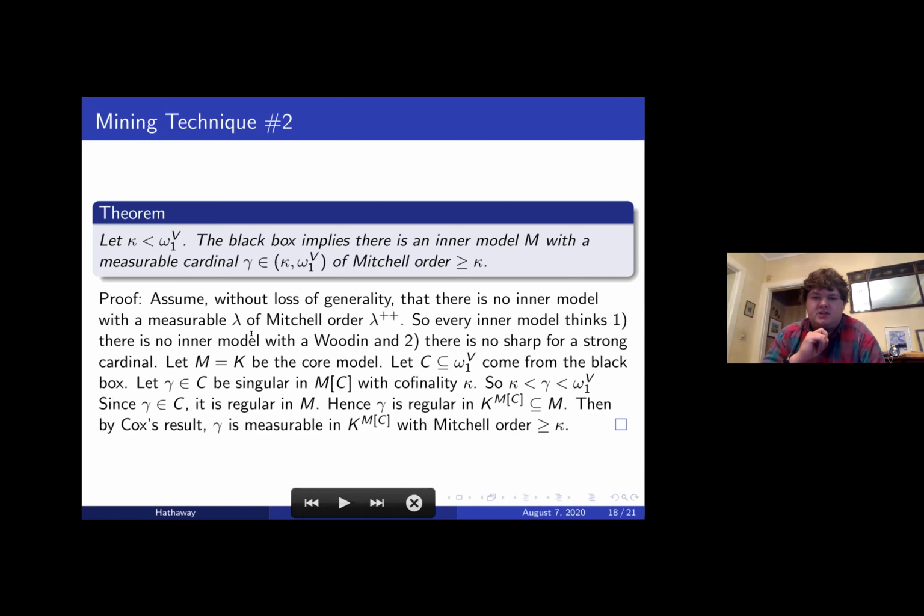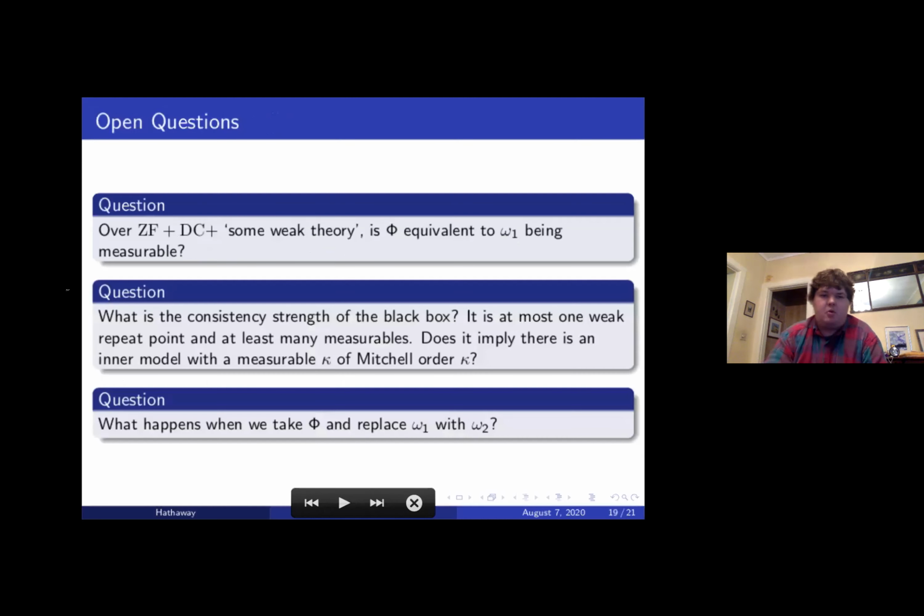Okay, so that's just an example of using this second mining technique. But this is as far as we got. This is the largest large cardinal hypothesis we know is a lower bound for the black box. So I'm just going to end with some open questions.